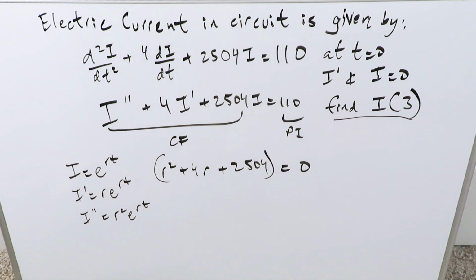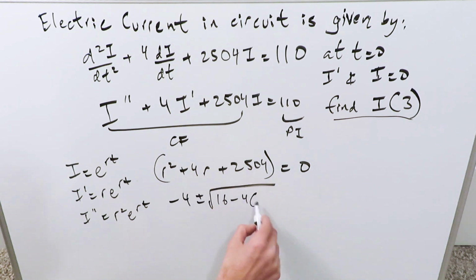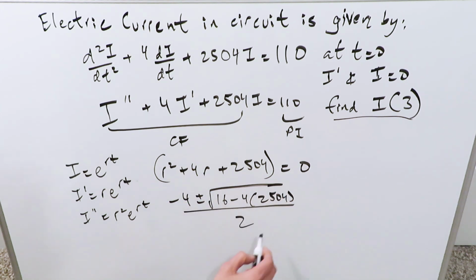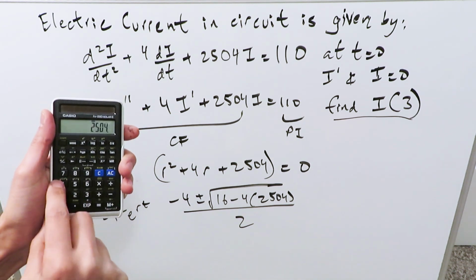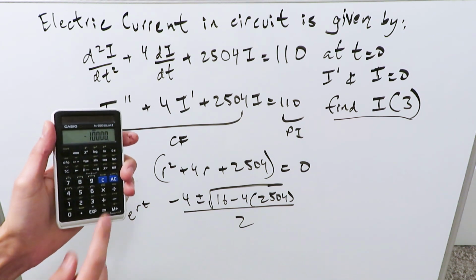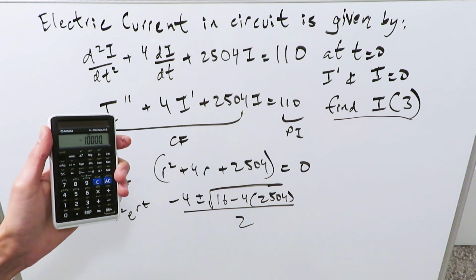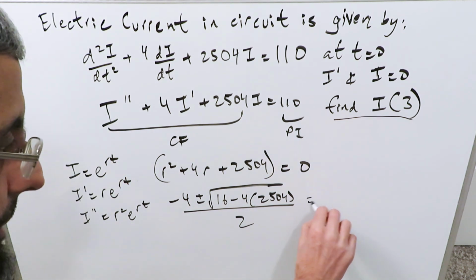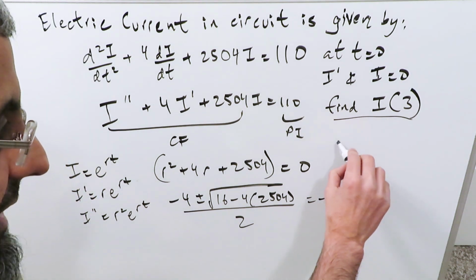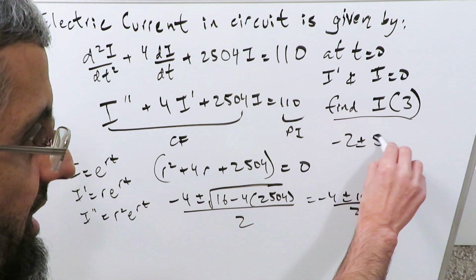Now you have to factor this using your quadratic formula. You have minus b, which is minus 4, plus or minus the square root of b², which is 16, minus 4ac, where a is 1 and c is 2504, divided by 2a. A here is 1. Let's calculate this. You have 2504 times 4, and it's a minus, plus 16. You're taking a square root of this, but you know that's going to be 100i. An imaginary number will come in. We have minus 4 plus or minus 100i divided by 2. When we simplify it, we have minus 2 plus or minus 50i.